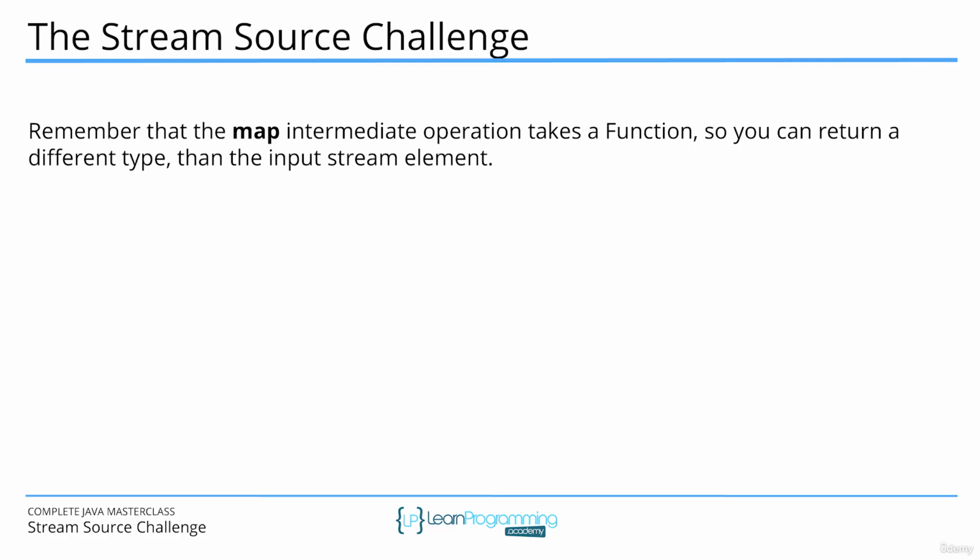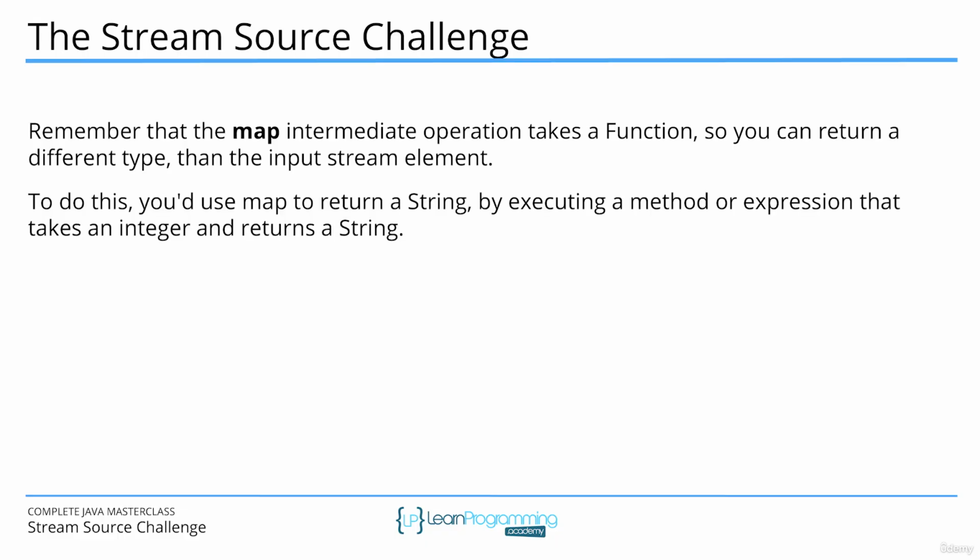Remember that the map intermediate operation takes a function so you can return a different type than the input stream element. In other words, if you start with a stream containing integers, you can finish the pipeline with a stream containing string elements. To do this, you'd use map to return a string by executing a method or expression that takes an integer and returns a string.